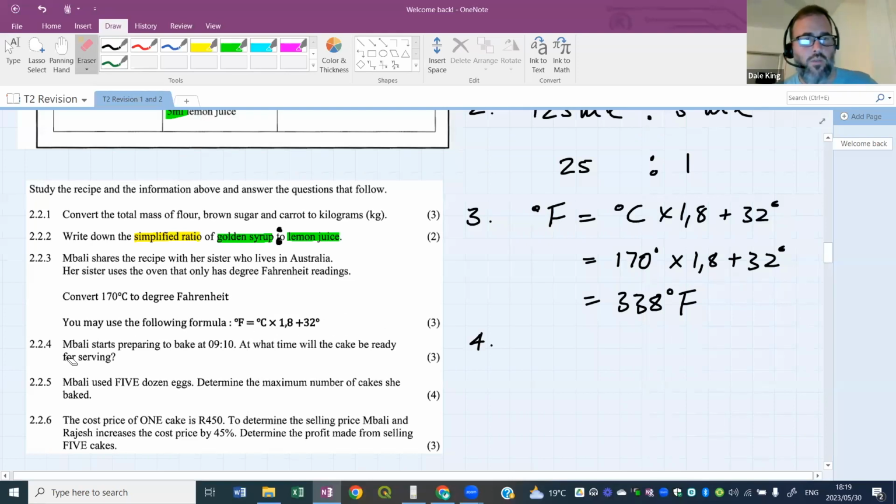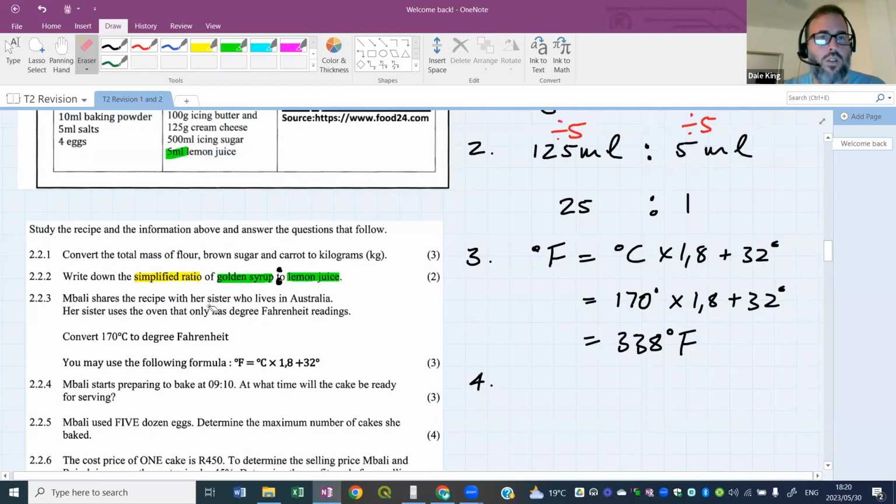All right, next question number 4. Excuse me, it says, Mbali starts preparing to bake at 9:10. At what time will the cake be ready for serving? Starts to bake at 9:10. What time will it be ready? So she starts preparing to bake at 9:10. At what time will the cake be ready for serving? Right at the end. Okay.